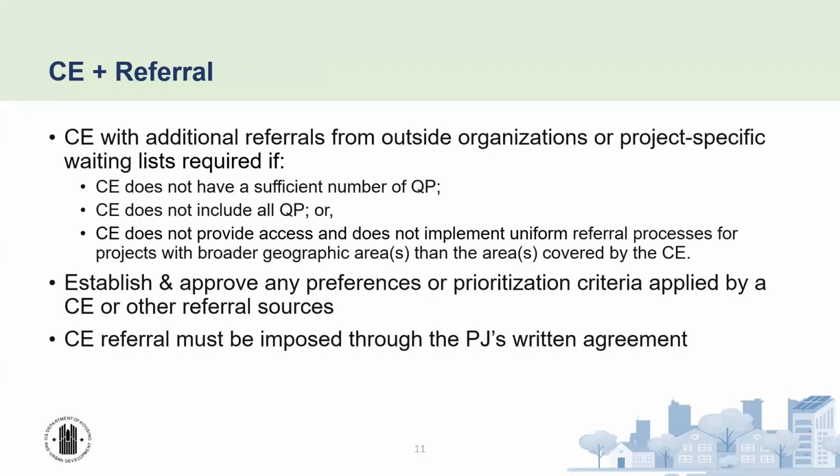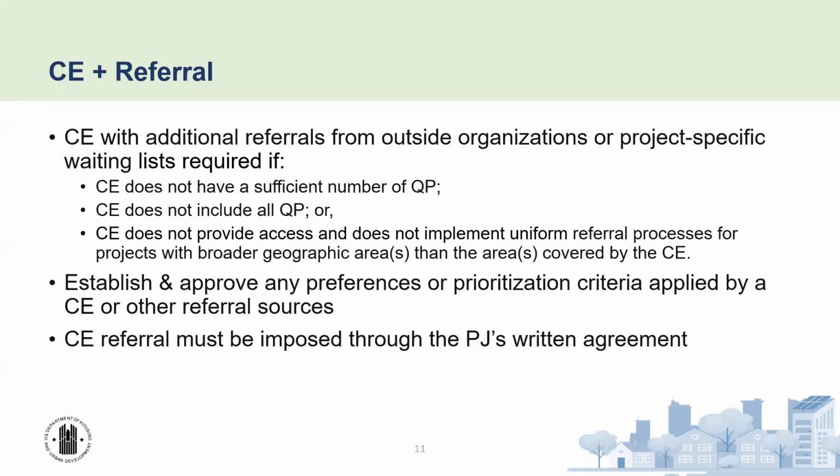So PJs may use CoC coordinated entry with additional referrals from outside organizations or project-specific waiting lists consistent with HOME-ARP requirements. The PJ must use the CE with additional referrals from outside organizations or project-specific waiting lists if, one, the CE does not have a sufficient number of QP, if the CE does not include all QP, or if the CE does not provide access and does not implement the uniform referral processes that I talked about, which are needed for projects with broader geographic areas than the areas covered by the CE.